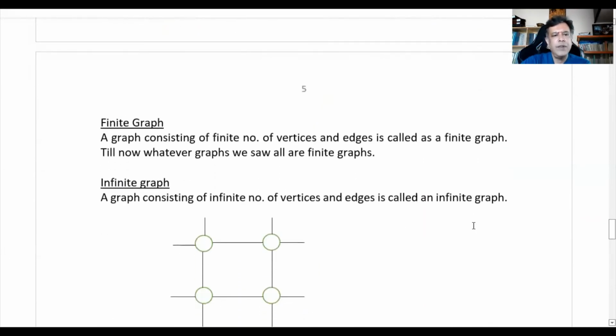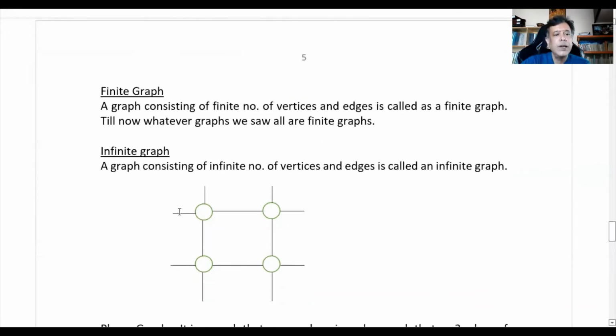Finite graph. A graph consisting of a finite number of vertices and edges is called a finite graph. Till now, whatever graphs we saw, all are finite graphs. Whereas this example, if you look into, it's an infinite graph. Why? A graph consisting of an infinite number of vertices and edges is called an infinite graph because it is not closed anywhere. It keeps on going. We don't know what it is, but it may have some vertices and edges indefinitely. We don't know how much it is. That is why it is called an infinite graph.